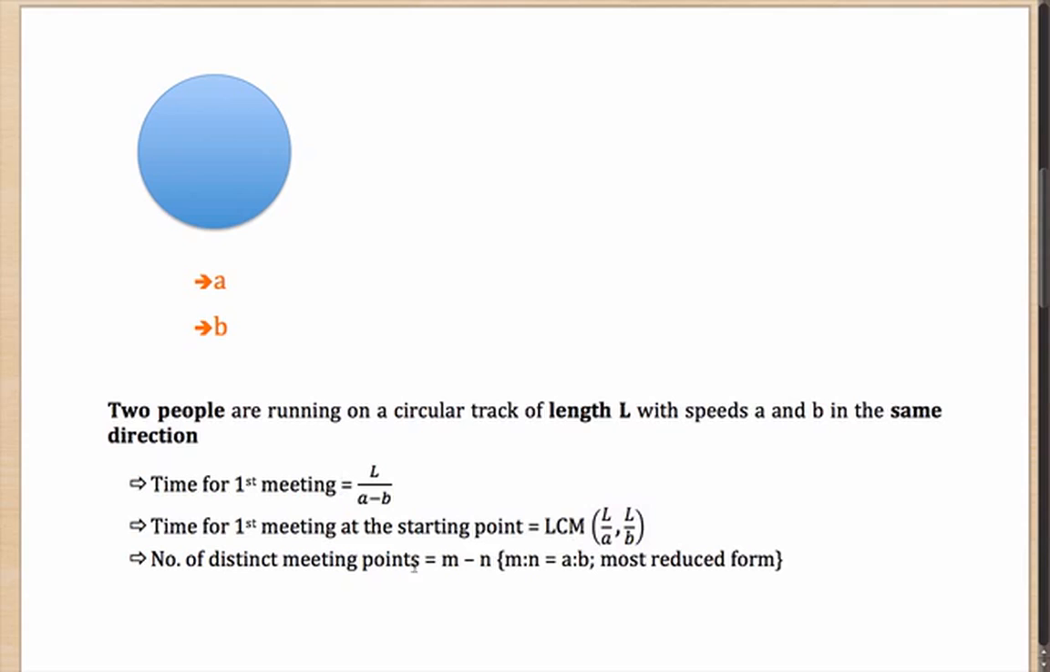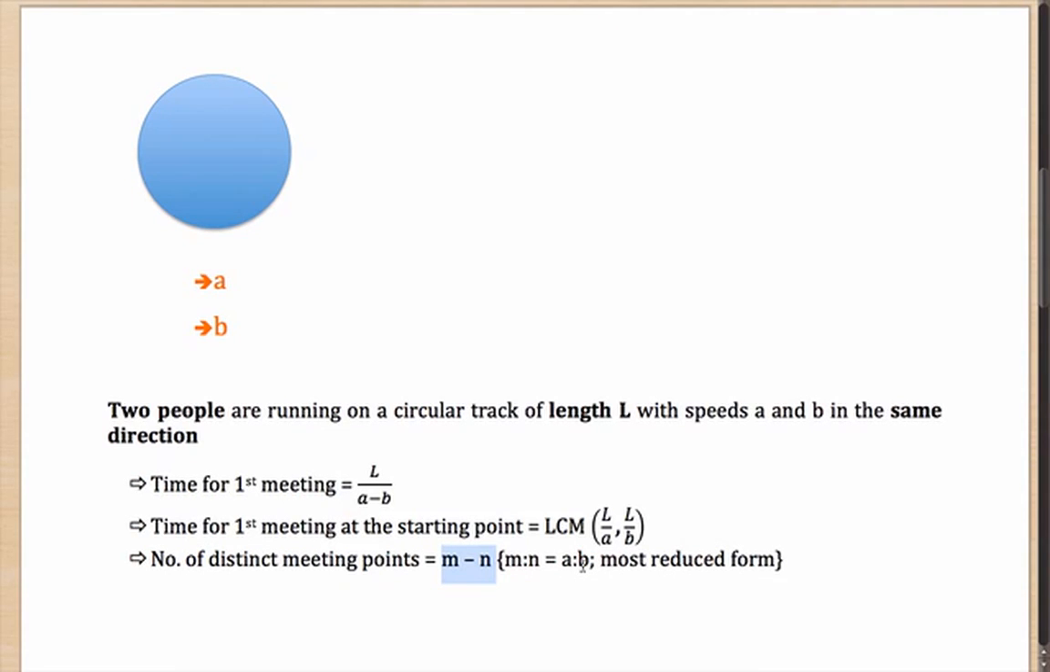Another type of question which gets asked is the number of distinct meeting points that will exist. When two bodies are in the same direction, it will simply be m minus n. But what are these m and n? M and n are nothing else but the most reduced form of the ratio A is to B.